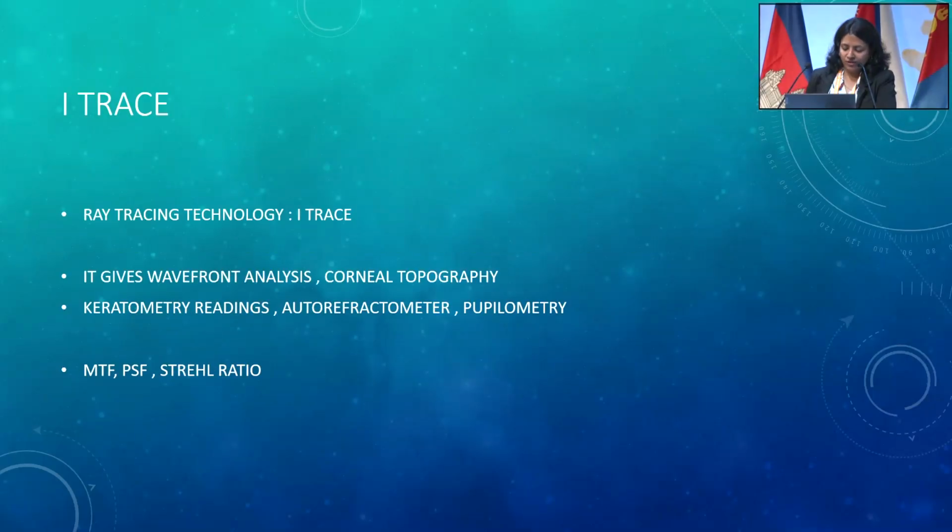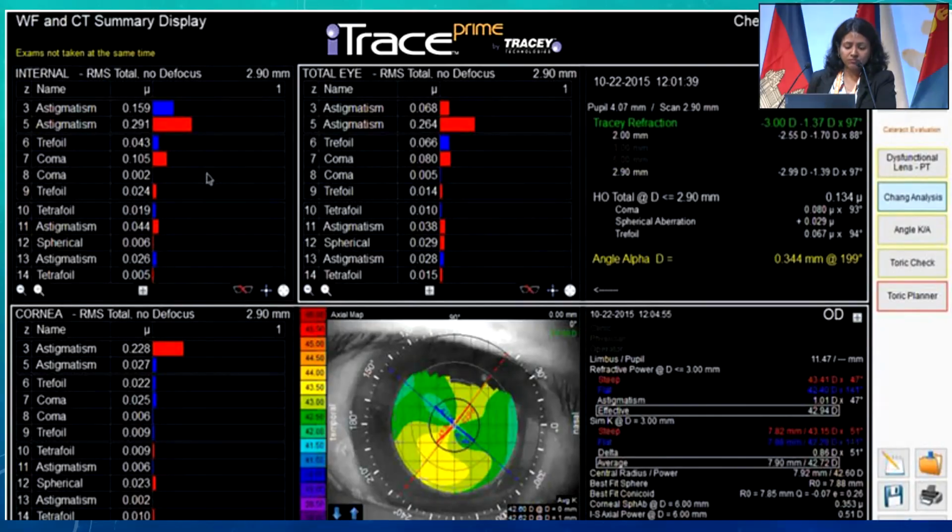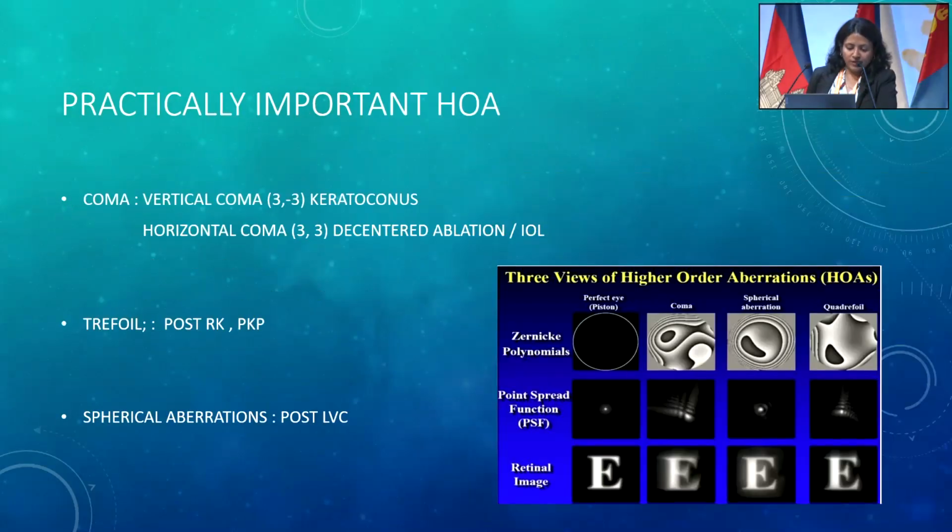Now we have an instrument called the iTrace, which actually gives us wavefront analysis, corneal topography, keratometry readings, and pupillometry. So it gives out your point spread function, Strehl ratio, and modulation transfer function in a nice way. So before we put a premium IOL, we know what we are dealing with in terms of high order aberrations. Similarly, the Pentacam will also give this.